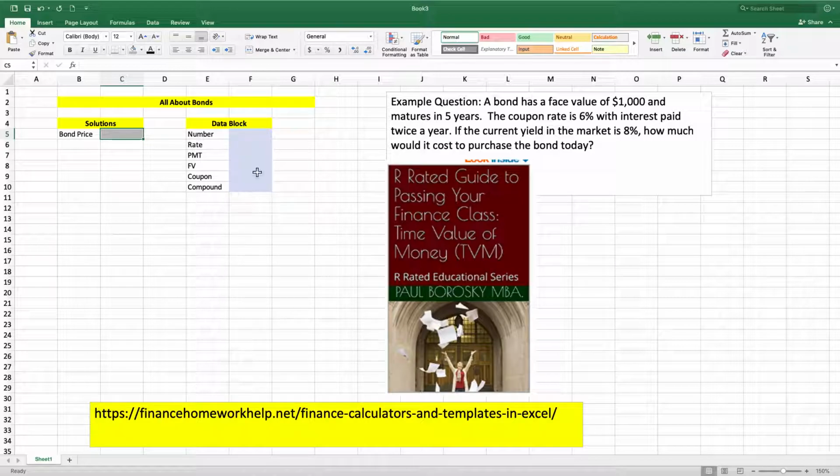So the first thing we need to do is a plug and play. Before we do that, I'm going to turn this payment cell gray because usually they're going to want you to calculate the payment, and we'll get to that.